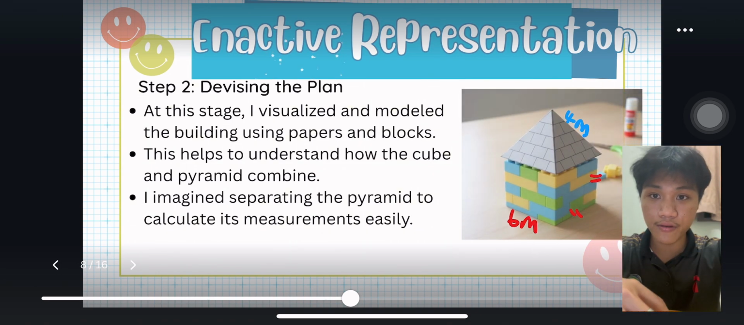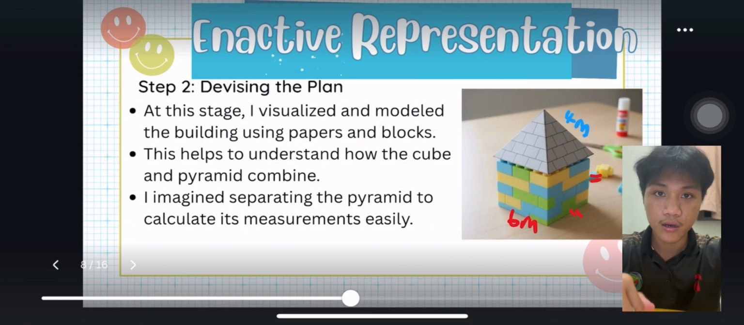Next is the enactive representation. Polya step 2 is devising the plan. At this stage, I visualize and model the building using papers and blocks. This helps to understand how the cube and pyramid combine. I imagine separating the pyramid to calculate its measurements easily. As you can see here, I've made a model out of blocks using paper and Legos, with labels 6 meter and 4 meter.